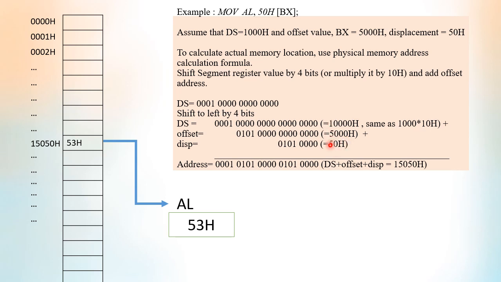Add these three values together and we will get 15050H as the actual physical memory address. What is the value at this location? That value should be brought to the AL register. So this is how the addressing mode works.